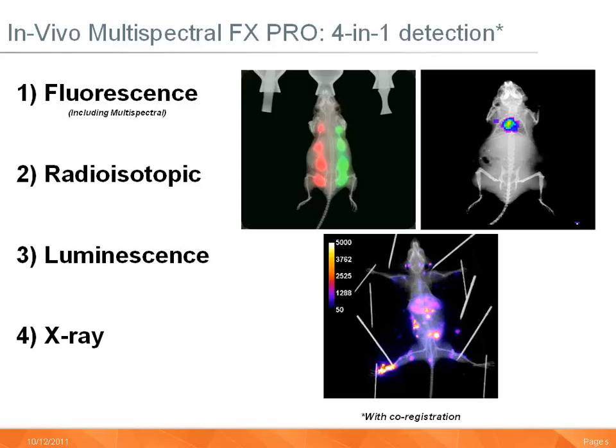Luminescence detection and X-ray imaging can be utilized by itself in bone studies or combined with functional modalities for anatomical reference. This is shown in each of the images here, where fluorescent, radioisotopic, and luminescent images are registered with an X-ray image.